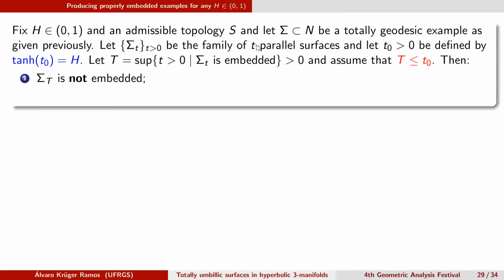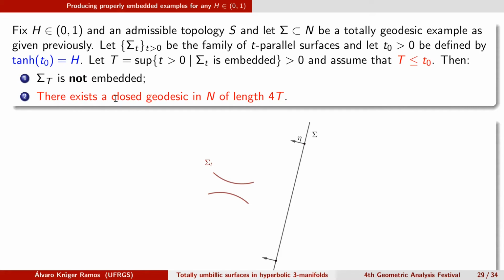So what happens with sigma capital T? First thing, it's not embedded. Being embedded is not a closed condition. We have a sequence of embedded surfaces converging to something which is not embedded. And moreover, there exists a closed geodesic in N, and we know the length of this closed geodesic. This property is something that actually allows us to continue our proof. Let me explain to you how we find this closed geodesic.